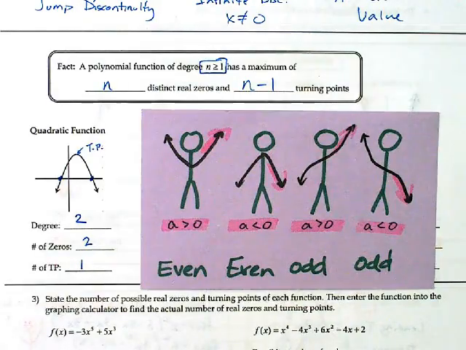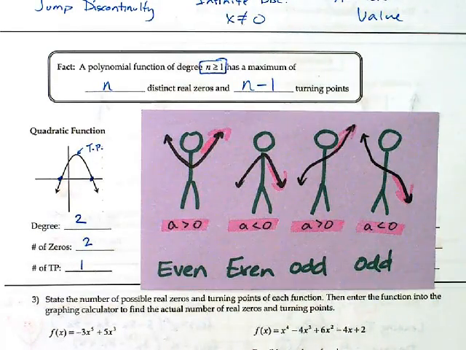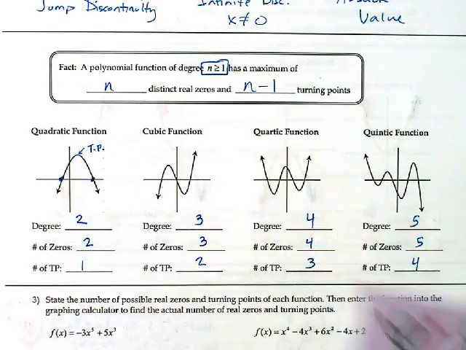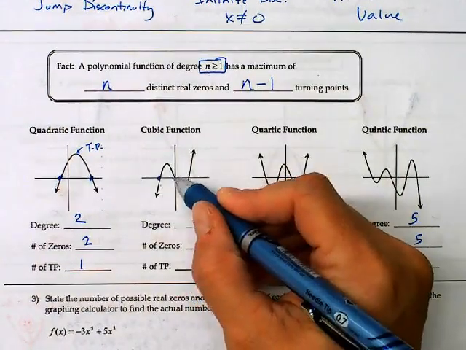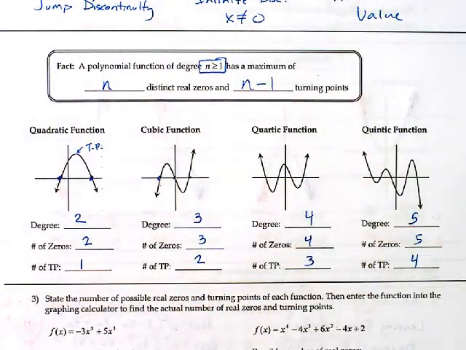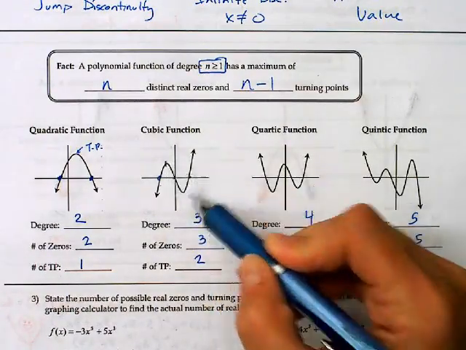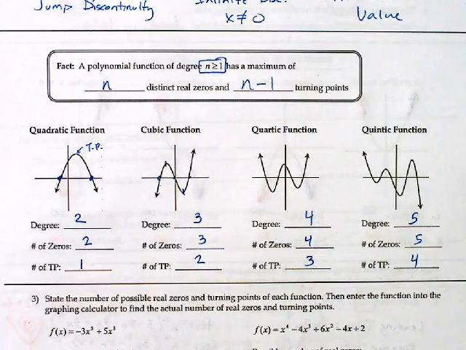Alrighty, welcome back everybody, and just to share these out with you, we do see for a cubic function, degree is 3, the maximum number of real zeros we can have is 3, and this graph highlights that for us, 1, 2, 3, and 2 turning points on this cubic function. Here's 1 and here's 1, a relative max and a relative min.